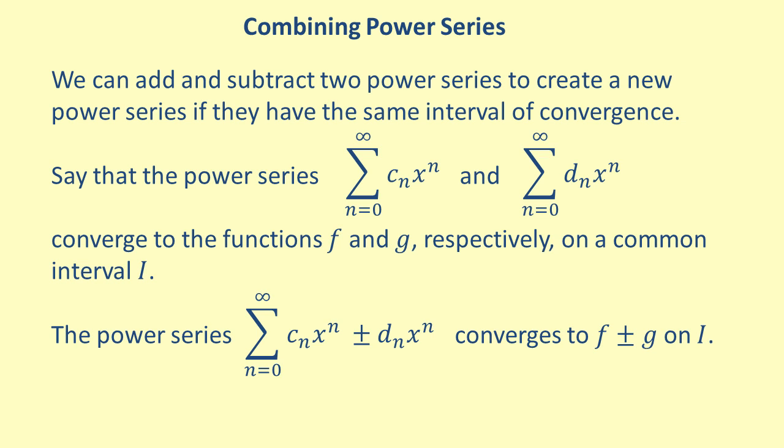Power series can sometimes be combined. One way is by addition or subtraction. Power series can be added and subtracted only over regions where they have the same interval of convergence.